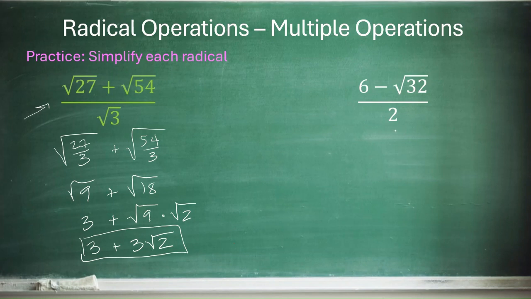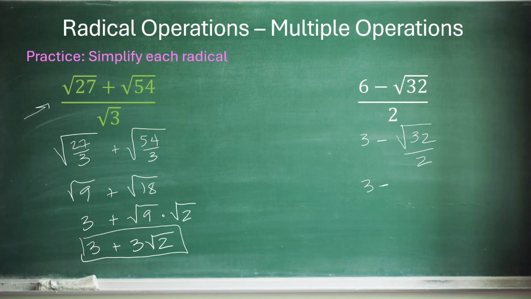Okay, so I'm going to go ahead and start by dividing 6 by 2, which gives me 3 minus, and then I'm just going to write this as root 32 divided by 2. You could do this in another way, like you could have simplified root 32 first, but I decided not to do that for some reason, and I'm thinking maybe that would have been the better way, but that's okay.